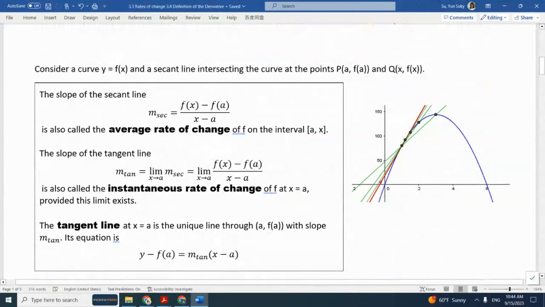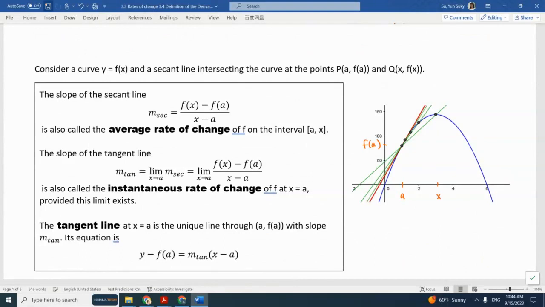Alright, so consider a curve y equals f of x and a secant line intersecting the curve at the point a, f of a. So this is a, and this is f of a, and the second point, let's say this is x, and this is f of x. Okay, so we have those 2 points. The slope of the secant line is change of y over change of x.